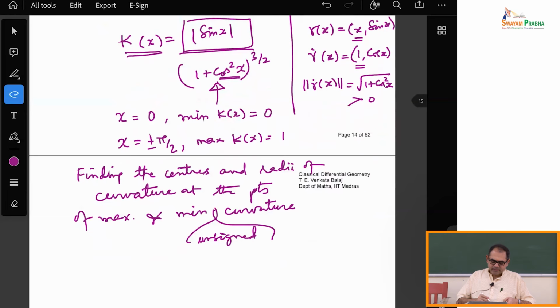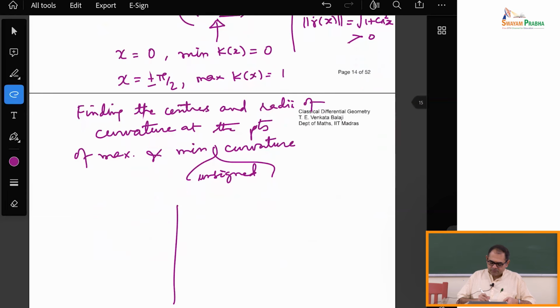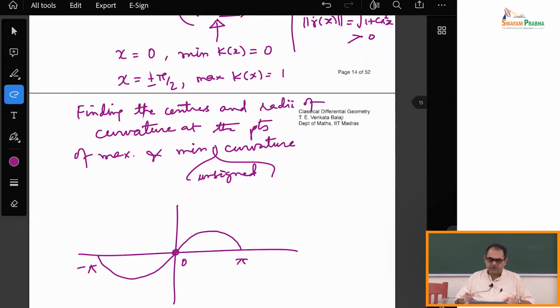So if I draw this picture again, this is minus pi, this is 0, this is pi, so you already have these 3 points. At 0, the curvature is 0, and curvature 0 means it should be a straight line. So the circle of curvature is going to be a straight line. The radius of curvature will be infinity.